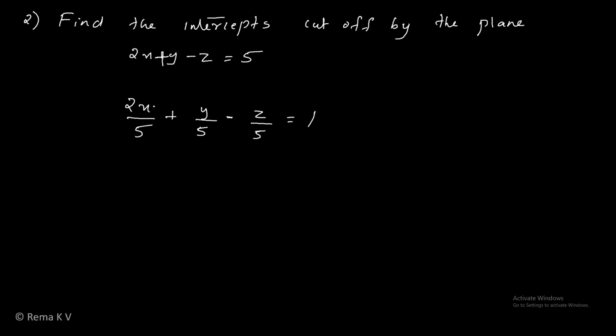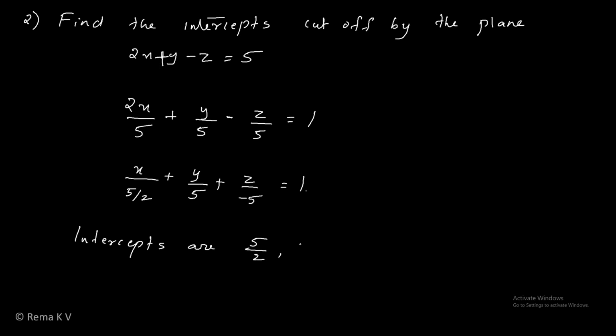We have to write this as x by a, that is x divided by 5 by 2, plus y by 5, this is already of the form y by b, plus z by minus 5 is equal to 1. Now the intercepts are 5 by 2, 5 and minus 5.